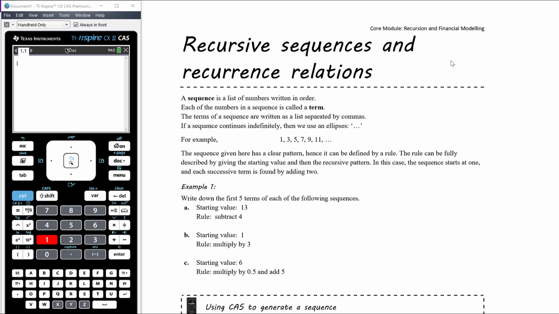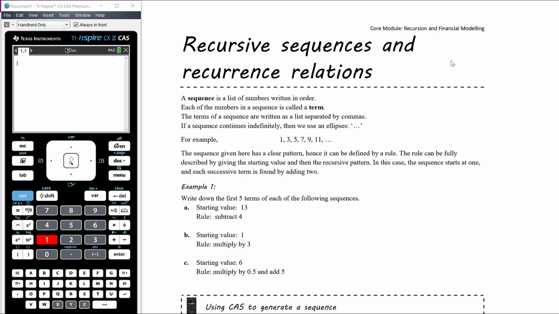Okay, so this is our first video in the Recursion and Financial Modelling unit. And we want to start off not by talking about any financial applications just yet, but by looking at sequences of numbers and how we can describe sequences of numbers.